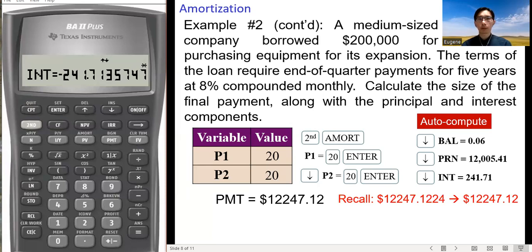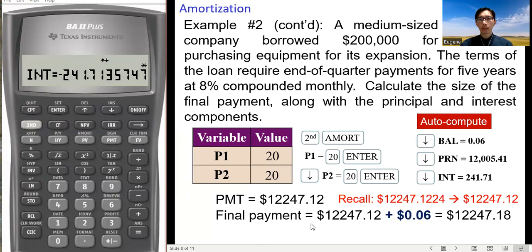By how much? By the 6 cents calculated as BAL here. So the final payment, we need to add the 6 cents. So the final payment is $12,247.18.